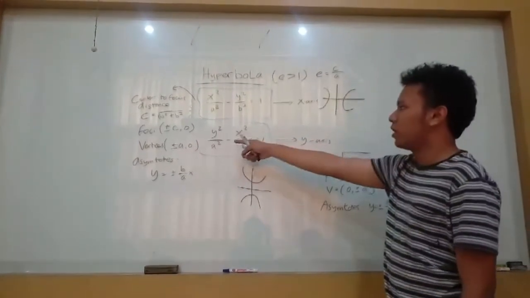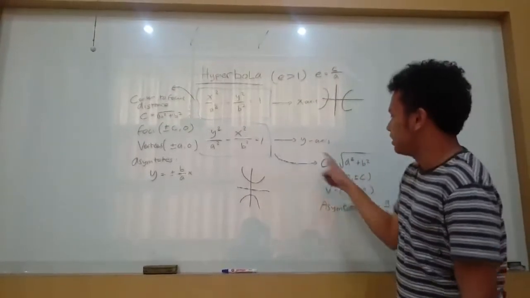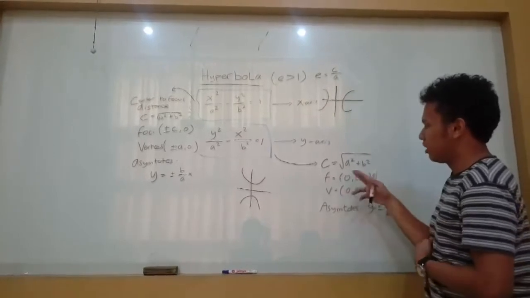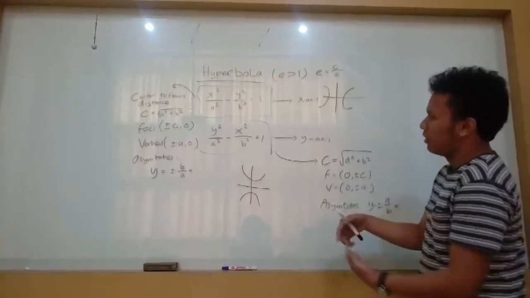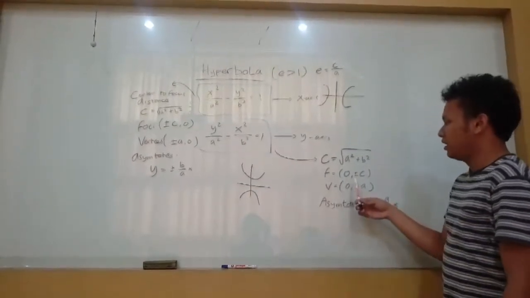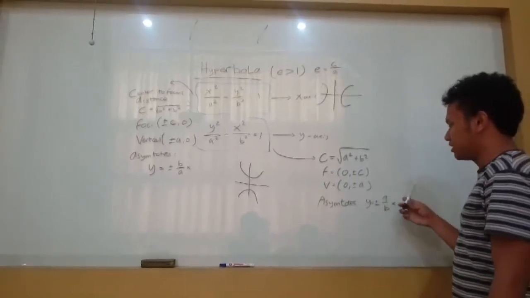And then the bottom one is the vertical one. The c is the same, the c equation is the same, and the focus will be 0, plus minus c. So the points will be on this line, and the vertices will be 0, plus minus a, and the asymptotes will be plus minus a over b x.